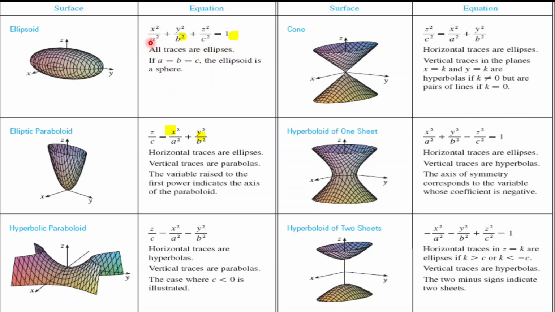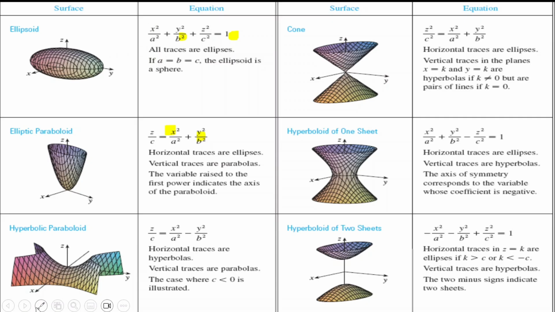If all of the denominators here, a, b, c, are equal to each other, this is a special case. Now I don't have ellipses, I have the traces as circles. So what could be the result in three-dimensional space? It should be a sphere. So the sphere is basically a special case of the ellipsoid, when the traces are circles, not ellipses.